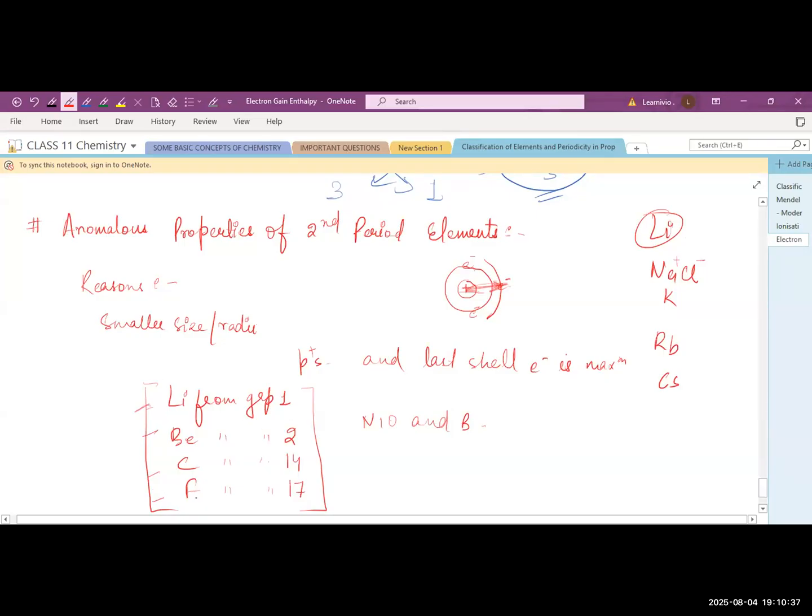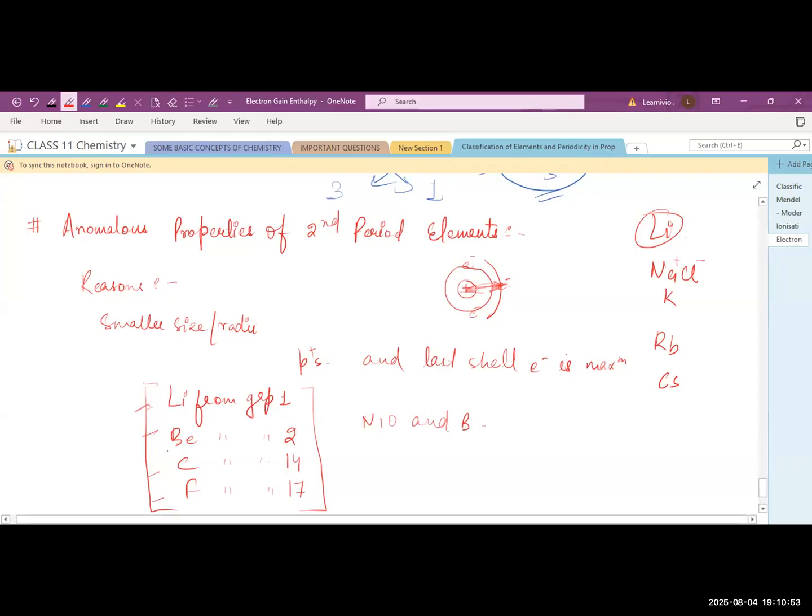So we will consider these 4 elements. And इससे questions भी आते हैं. Sometimes they will ask you the order. Right? What will be the order of electronegativity? What will be the order of your electron gain enthalpy? तो आपको जैसा लगता है, right?